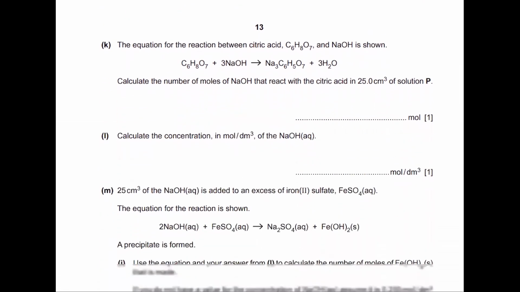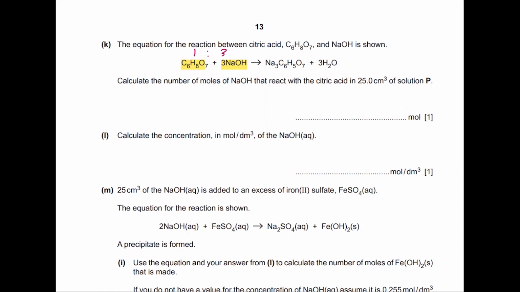Now, the equation for the reaction between citric acid and NaOH is shown over here. When we have a look at the equation, we look for the molar ratio. These are the 2 chemicals we are reacting together, and they are reacting in the ratio 1:3. Now, calculate the number of moles of NaOH that react with the citric acid in 25 cm cube of solution. So we can see here there is a molar ratio 1:3.